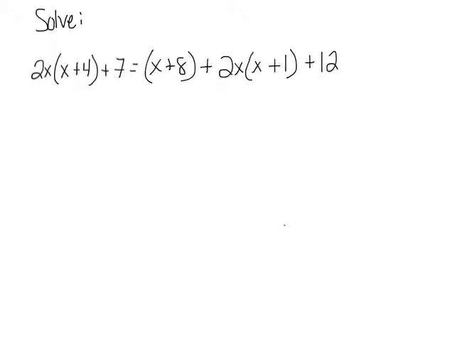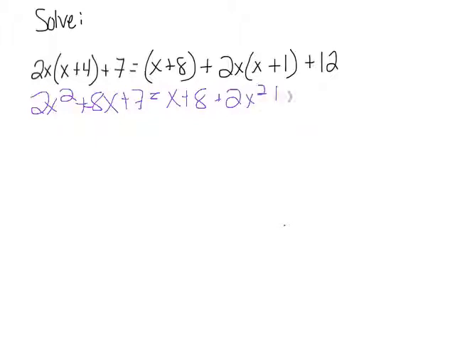Go ahead and pause the video, and I want you to try this one on your own. So I need to distribute my 2x first. So I'm going to get a 2x squared plus an 8x plus 7 equals x plus 8 plus 2x squared plus 2 plus 12.